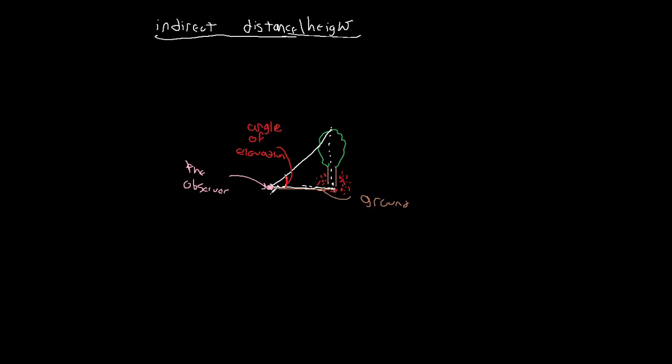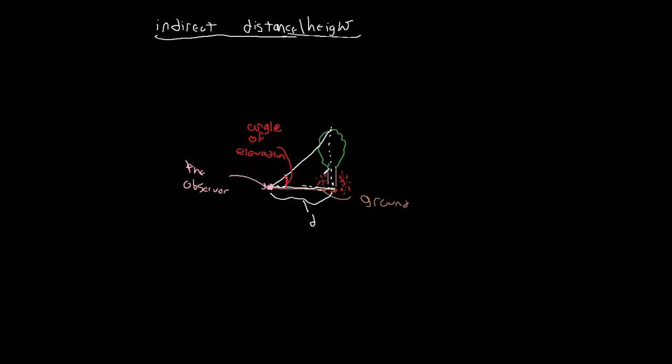So this distance right here, we'll call this D. We know this distance. We use a rangefinder or something to figure out the distance that we are away from the object, in this case our spiky tree. And again, we can measure the angle of elevation here, and we can use these two pieces of information to figure out the height of the tree without ever having to trample over our roses.